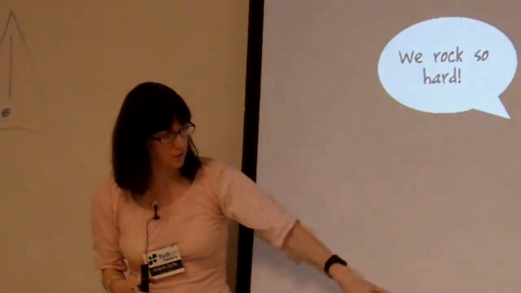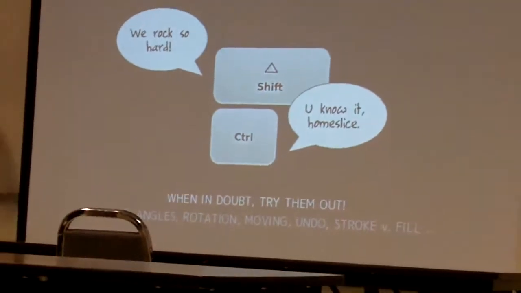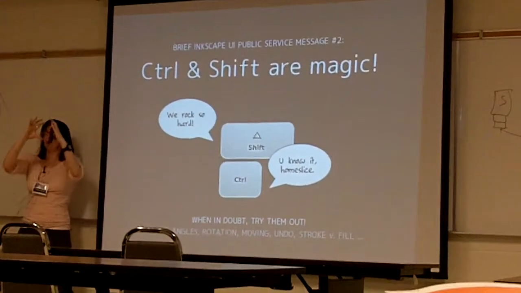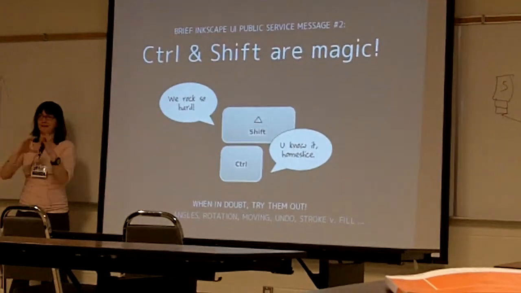It also works if you're rotating an object. Normally when you rotate an object, it rotates from an axis that's in the center of the object, like this. But sometimes you want it to revolve around that axis. So then you hold down Shift when you rotate it, and it does that.